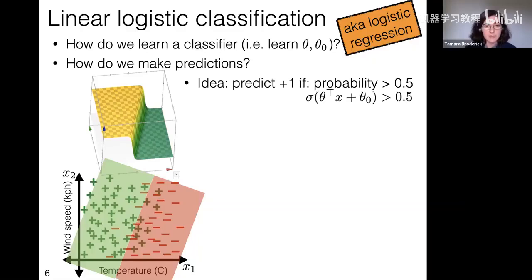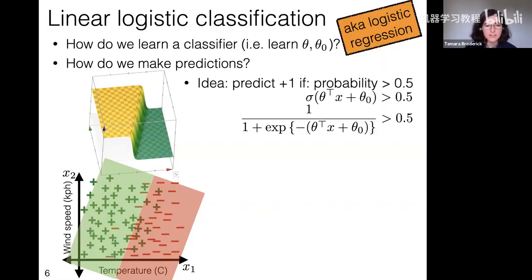Okay, well, what is that? Well, we just said that the probability of me wearing a coat, the probability of a +1 label, is sigma applied to theta transpose x plus theta naught. And so just another way to write probability of me wearing a coat being greater than 0.5 is exactly this equation in sigma.